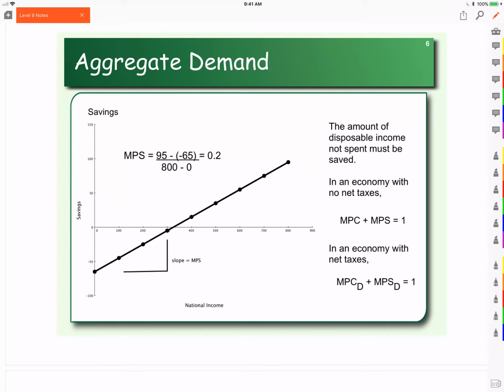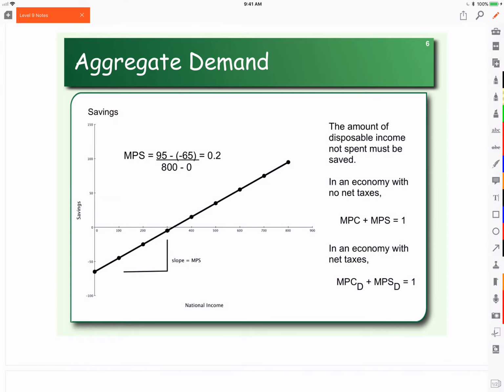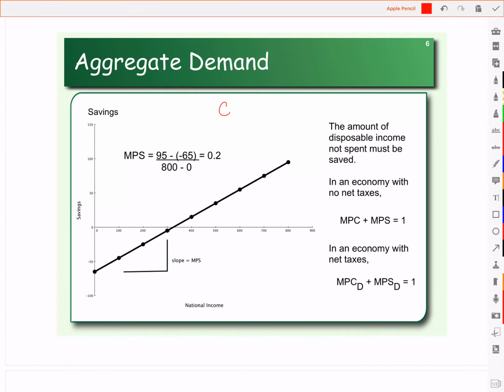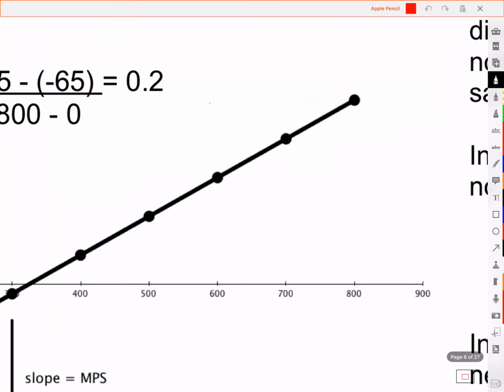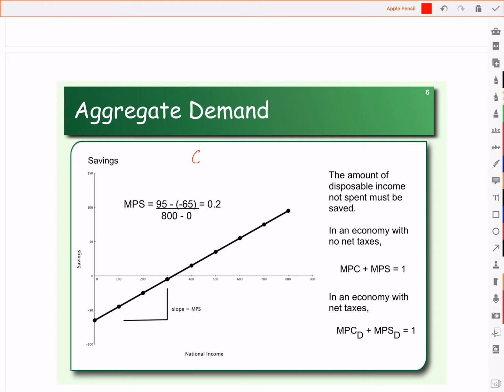So far, we've looked at consumption spending. And for consumption spending, we found that our formula for consumption was 5 plus 0.6y. And then we found our formula for savings was negative 65 plus 0.2y.